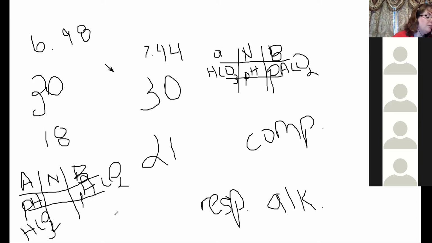Uncompensated means the pH is outside the expected reference range, and either the HCO3 or the PaCO2 is outside the expected reference range. So it's only one of these two that would be not normal. So I think this one is partially compensated. Partially compensated means you have the pH, the HCO3, and the PaCO2 all outside of the expected reference range. So this would be metabolic acidosis, partially compensated.